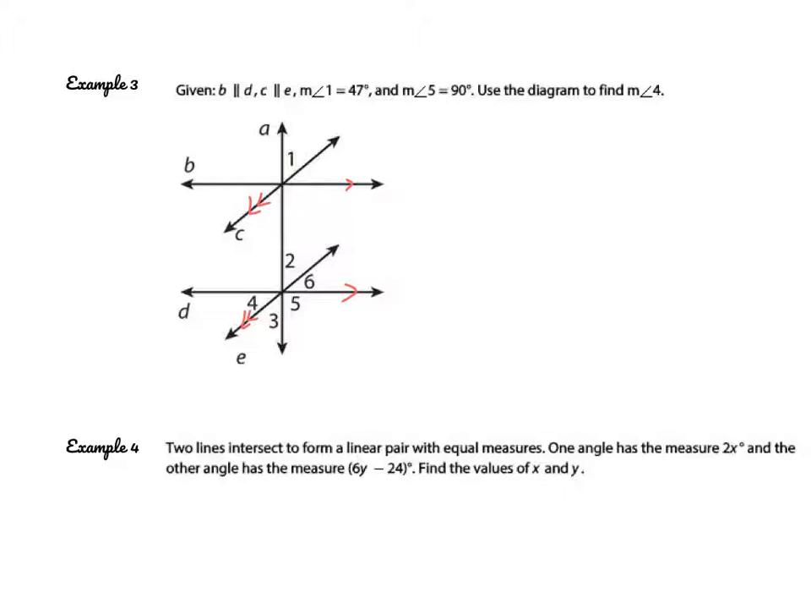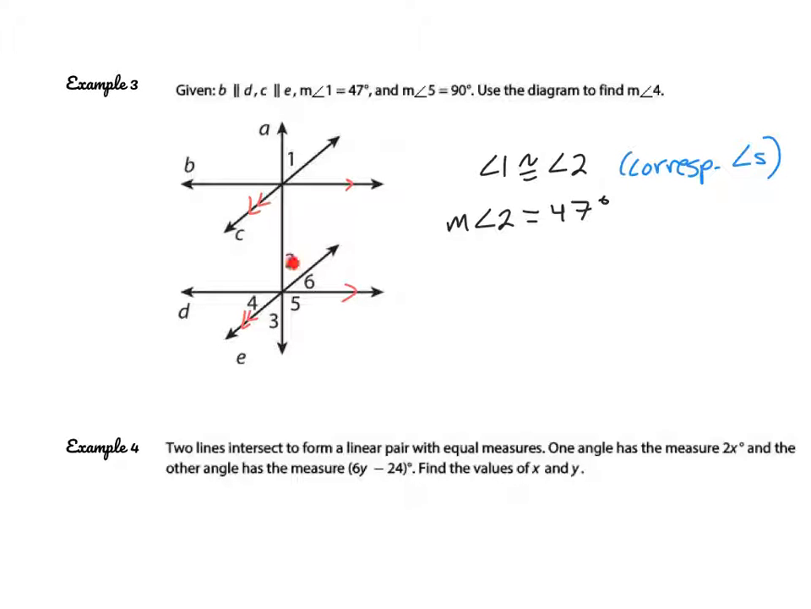They know that angle 1 is 47, angle 5 is 90, meaning perpendicular, and they would like us to use the diagram to find angle 4. So we want to see if we can work our way over here. The first thing that I can do is look for two parallel lines cut by this transversal, and we can say that angle 1 is congruent to angle 2 because they are corresponding angles. So that means the measure of angle 2 is also 47 degrees.